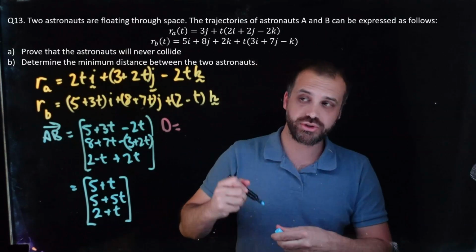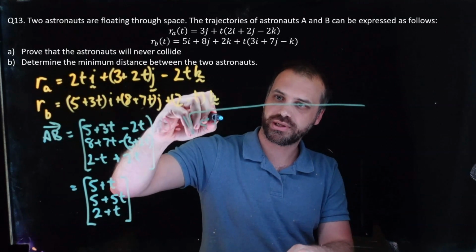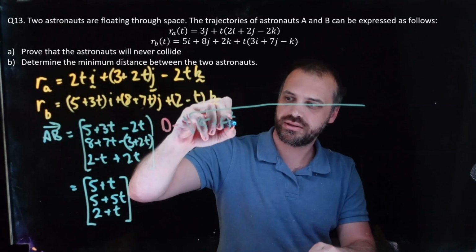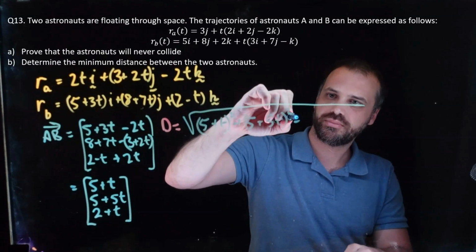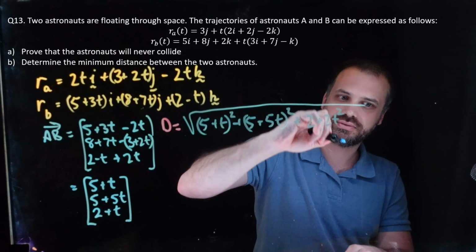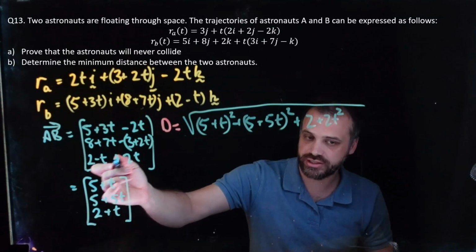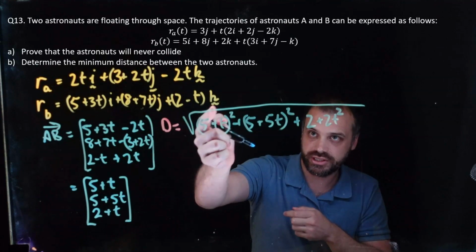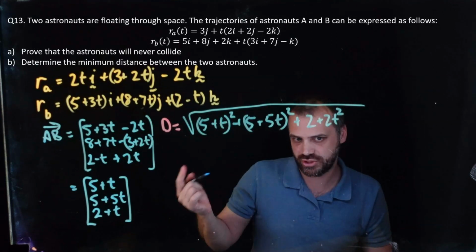The distance between our two astronauts is going to be the square root of 5 plus t squared, plus 5 plus 5t squared, plus 2 plus 2t squared. This is the magnitude of the vector that connects our two astronauts. This is the distance between the two astronauts at any given time.